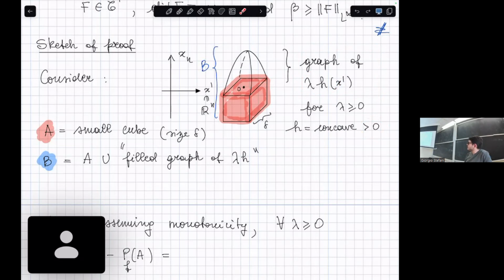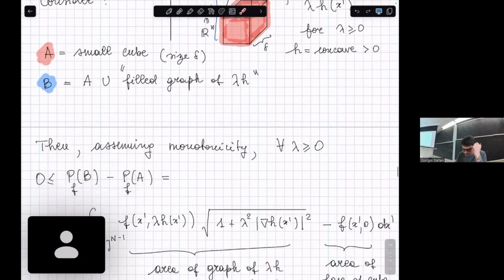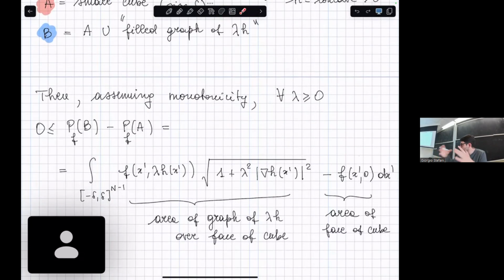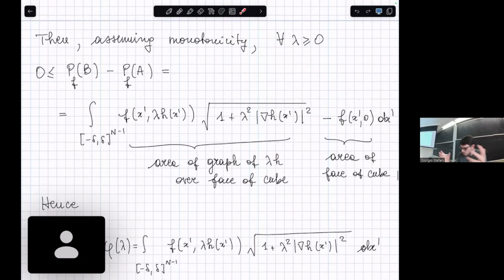So as competitors, I will take A, this cube here, and B, the full thing, that is A union this bump. Since h is concave, sorry, you will get a convex body. You cannot consider any graph. You just need some concavity to ensure convexity. So we are assuming monotonicity. In particular, the perimeter will be monotone on this couple, B and A.